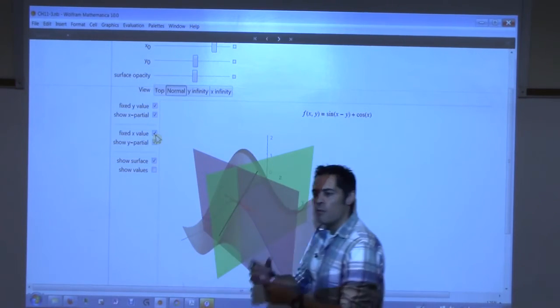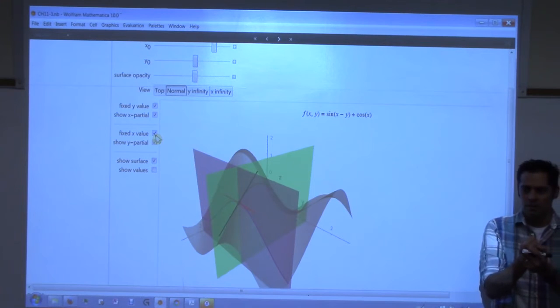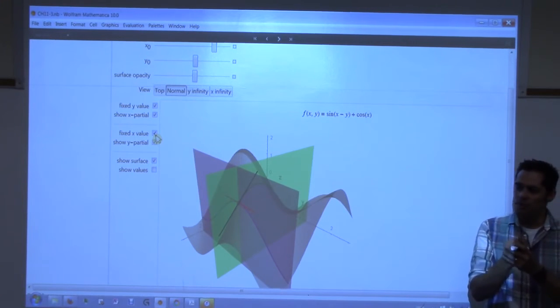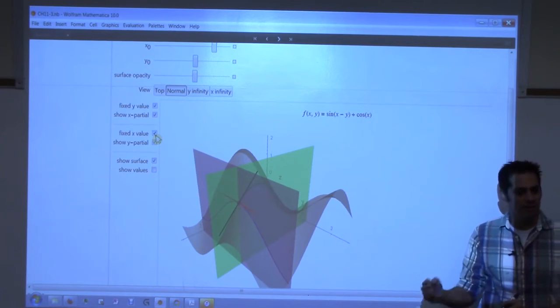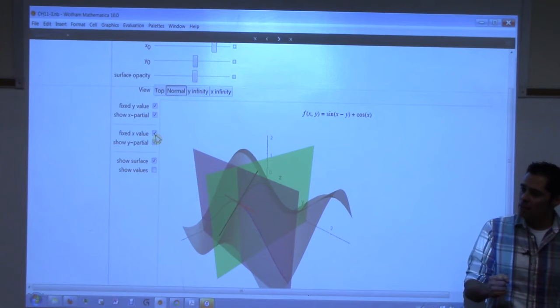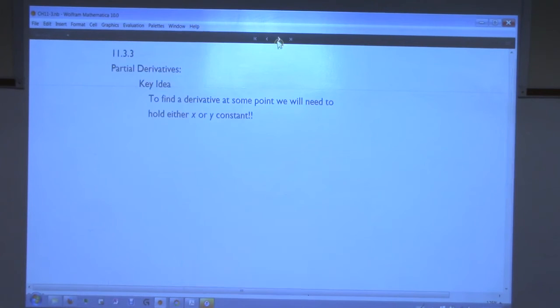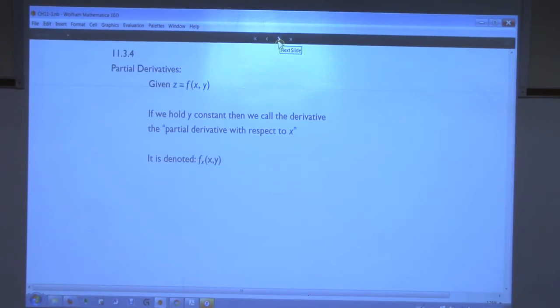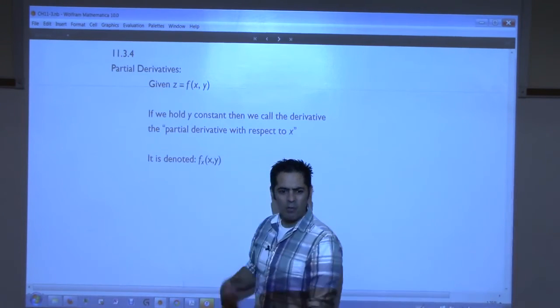If I fix my y value, if I hold my y value constant, we call that the partial derivative with respect to x, meaning that x is the variable, y is the constant. If you hold the x variable constant, it's called the partial derivative with respect to y, and you get a different answer. Sometimes, not all the time. So that's where we will pick up next time.